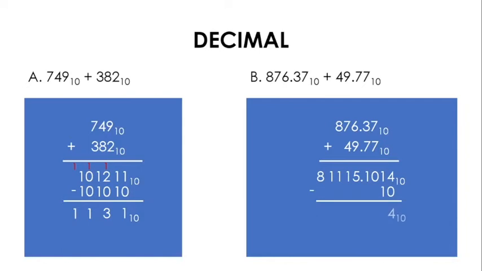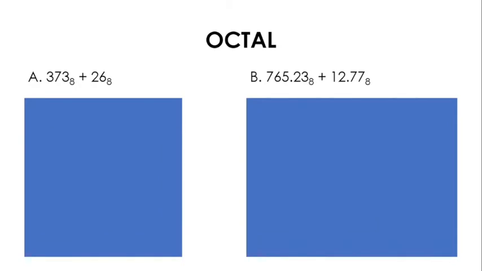So 14 minus 10 is 4, carry 1. 11 minus 10 is equal to 1, carry 1. 16 minus 10 will be 6, carry 1. 12 minus 10 is 2, carry 1. Since 9 is the maximum number you can use to represent a decimal number, there is no need to perform a subtraction, so we'll just bring down 9. So when you add 876.37 plus 49.77, you'll have a sum of 926.14.